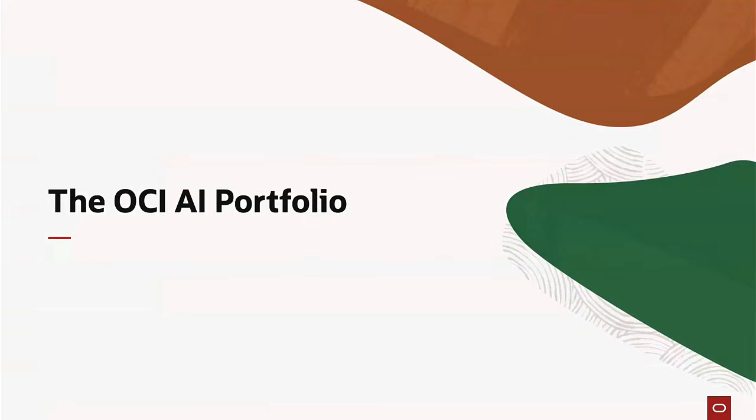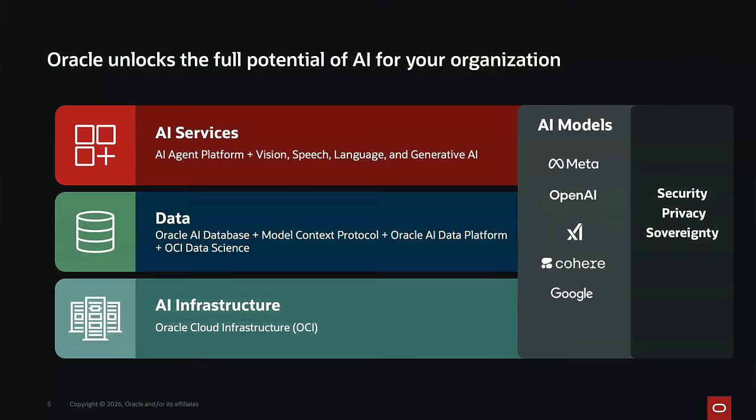So let's dive right into the portfolio. When we talk about AI at Oracle, we're not just talking about one chatbot or one model. We're talking about the complete vertical stack of solutions. So this is everything from infrastructure all the way up to applications.